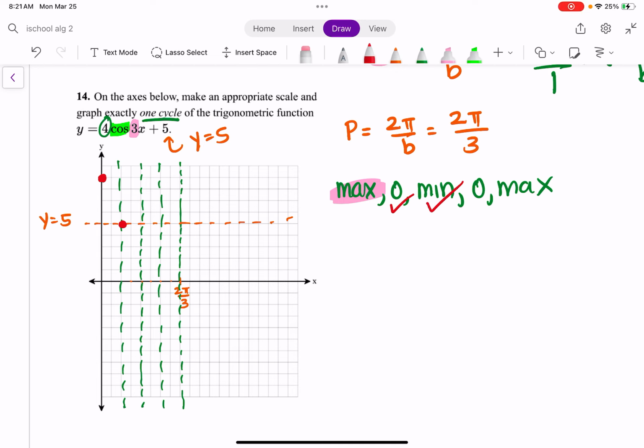Then we have a min. So at the next dotted line, I'm going to go down 4. 1, 2, 3, 4. Then I have another 0. And then lastly, I have a max. So starting at the midline, 1, 2, 3, 4. And then if I connect my points, this is my y equals 4 cosine 3x plus 5. Okay? It's a lot of stuff. We're basically going to spend today and tomorrow doing this. So take your time and ask questions.